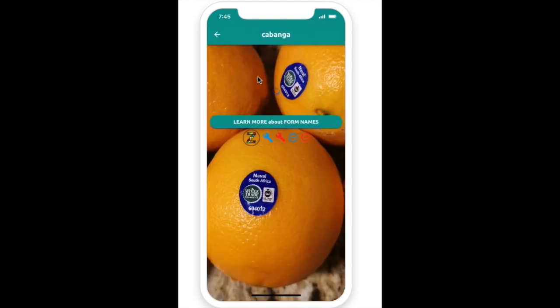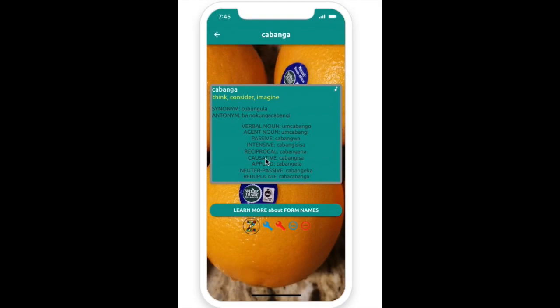And if we click on it, look at this. We have all the terms that are related to this verb. A synonym, an antonym. How about a verbal noun? The name of the deed, umcabango, a thought. Agent noun, the person that does it, umcabangi, etc. Look at this. This is very unique to this special language. Cabangana, think each other. Intensive, cabangisisa, really think. Passive, cabangwa, we know what that is. Cabangela, think for. Neuter passive, this is cabangeka, can think or can be thought.